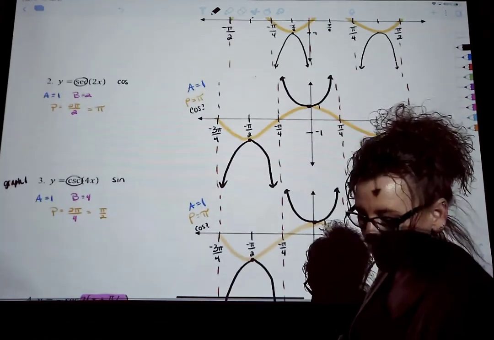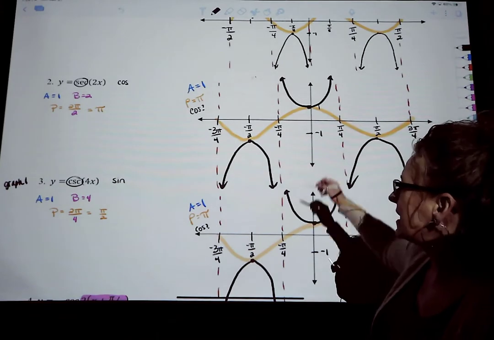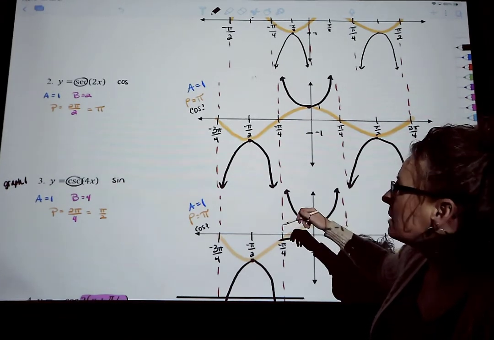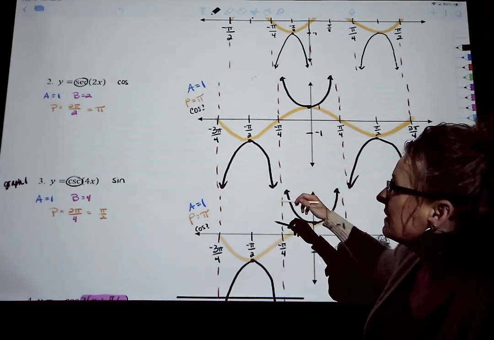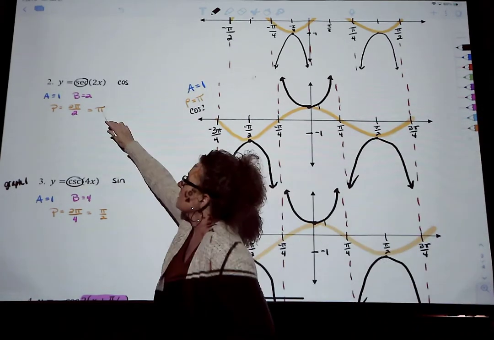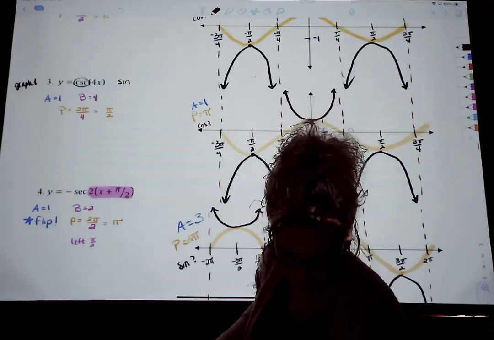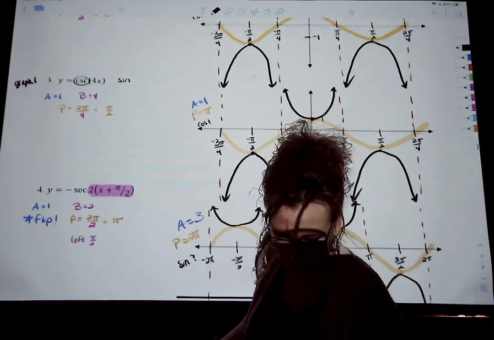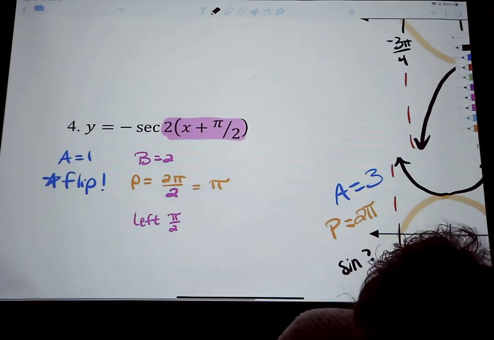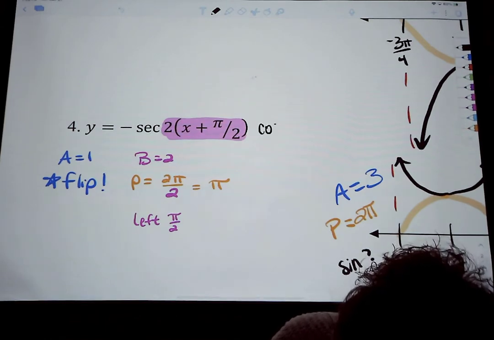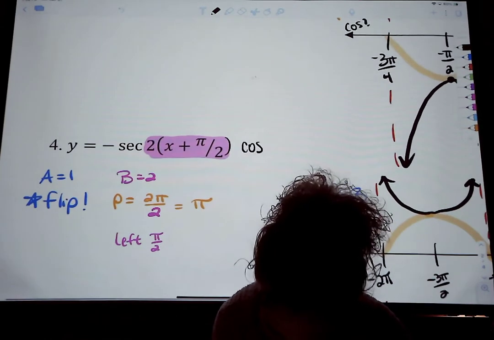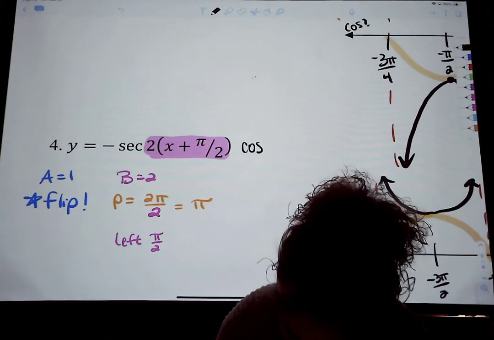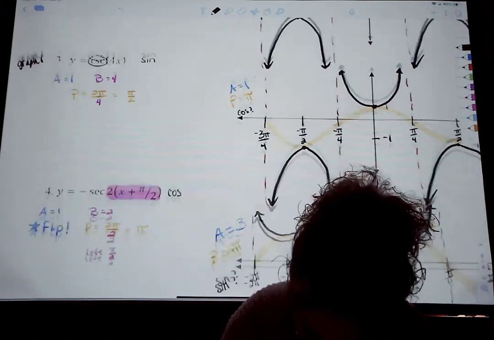Okay. Now these two, I think, were the same. So I'm looking for something that had a period of pi. Check for number 2. Check for number 4. Oh, number 4, it was secant, so it would match up with cosine.